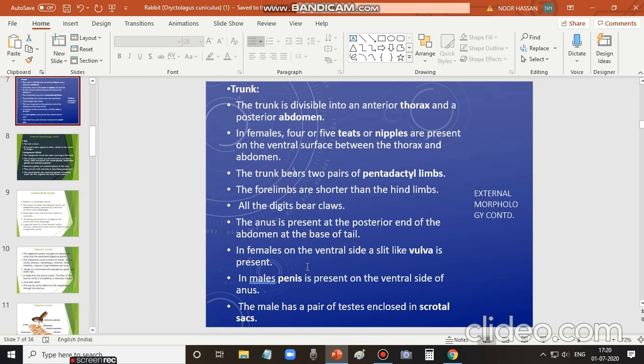In females, a slit-like vulva is present on the ventral side. It is a genital opening called the vulva. Likewise, in males, the penis is present on the ventral side of the anus. The male has a pair of testes enclosed in scrotal sacs. So this is about the trunk. We'll move on to the next slide.